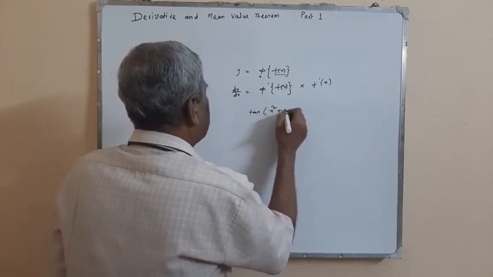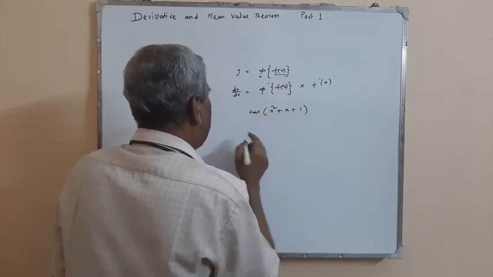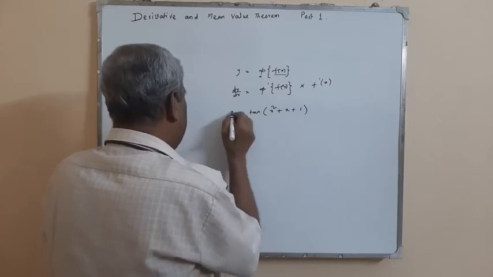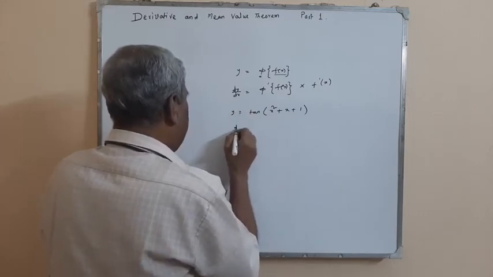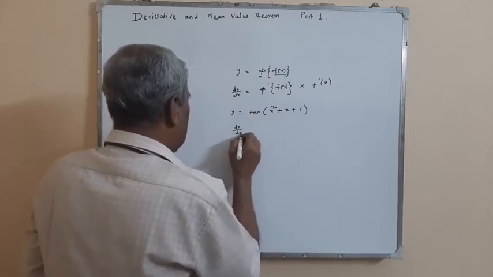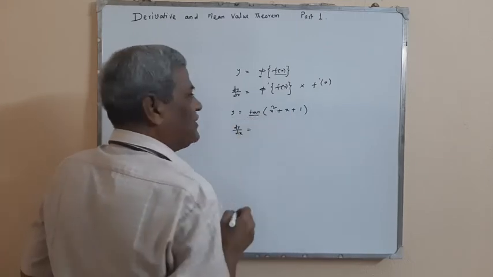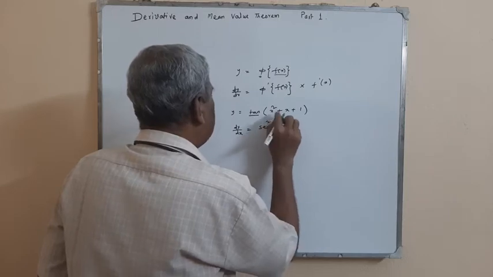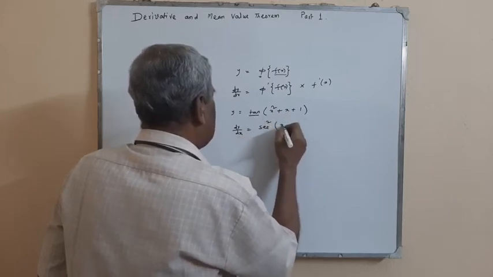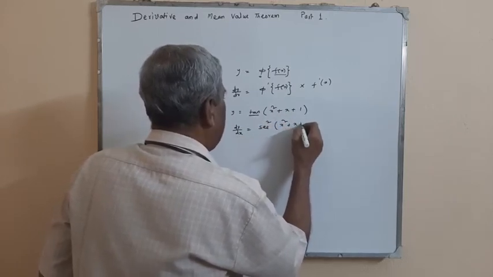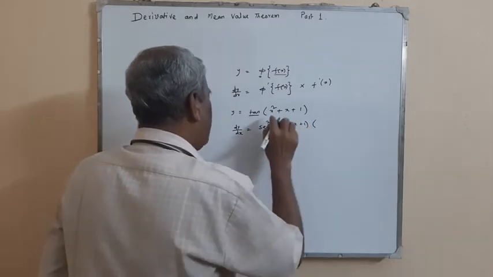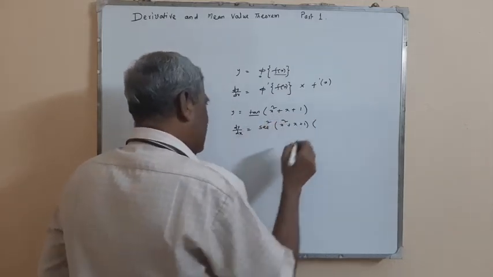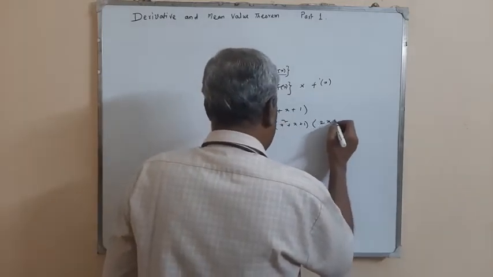For example, say tan of x square plus x plus 1, its derivative, if it is y, then dy dx is equal to derivative of tan function, that is sec square of this x square plus x plus 1 into derivative of that part, that is 2x plus 1.